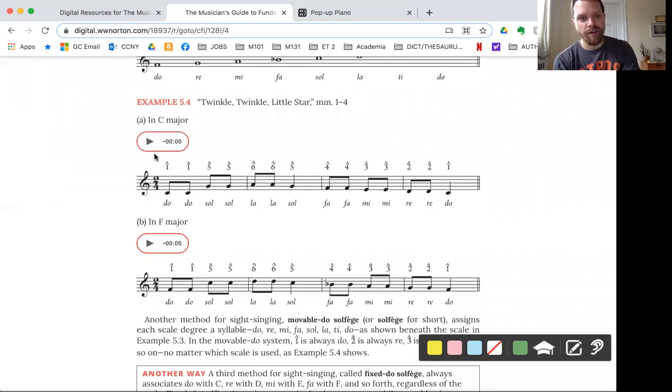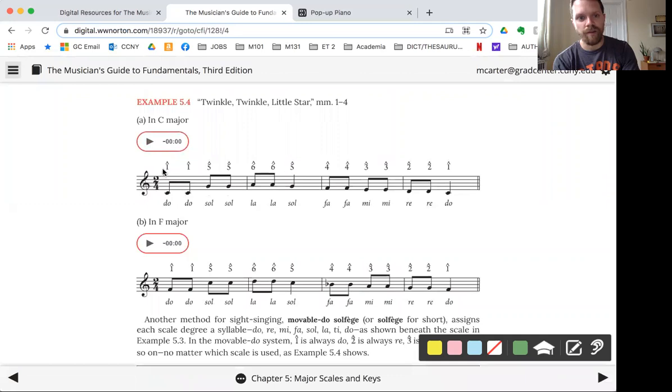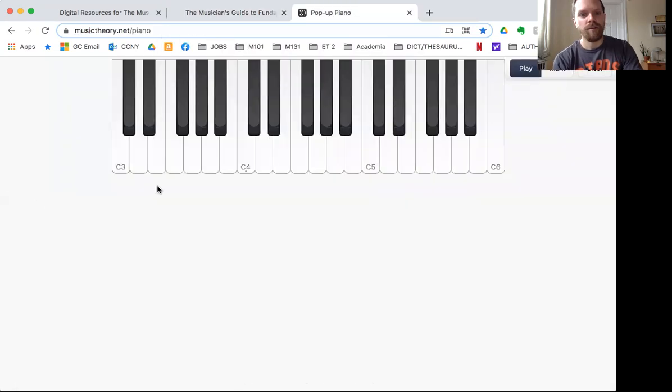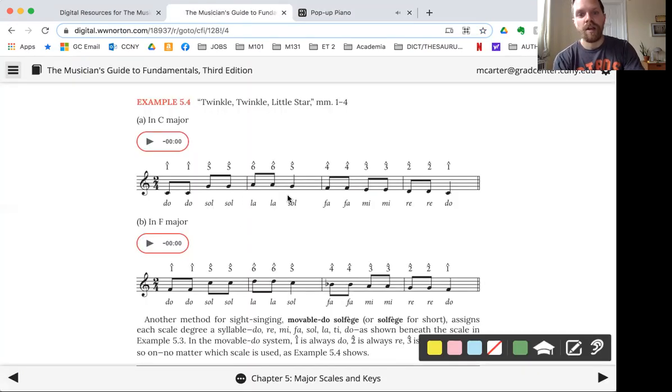So notice the numbers are exactly the same. 1 1 5 5 6 6 5, 4 4 3 3 2 2 1. But these notes are from the F major scale. Here's our B flat. So twinkle, or is that right again? I already lost. Twinkle, twinkle, little star. That's C major. 1 1 5 5 6 6 5, 4 4 3 3 2 2 1.